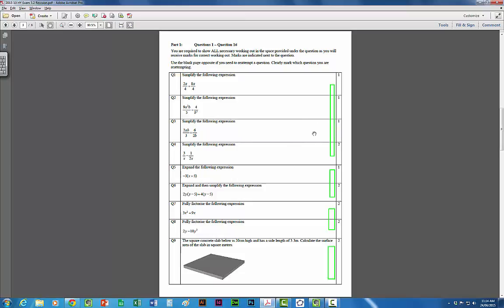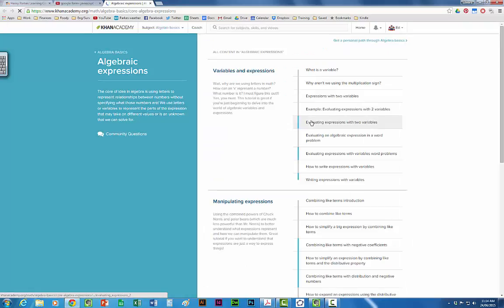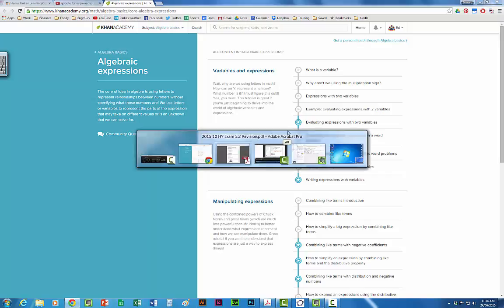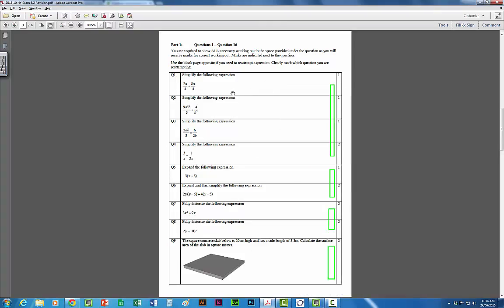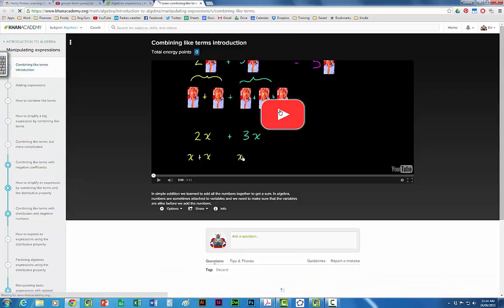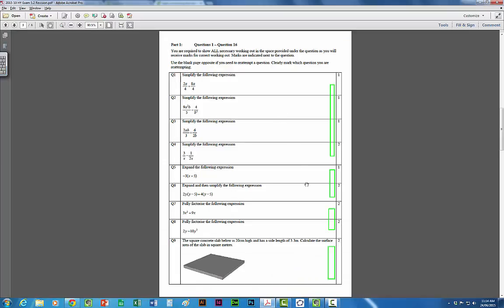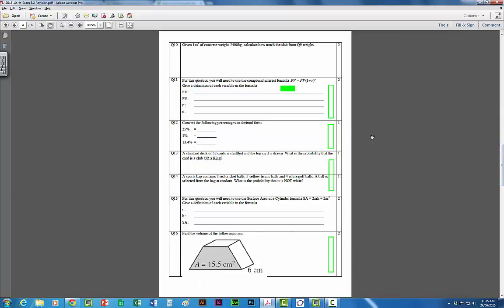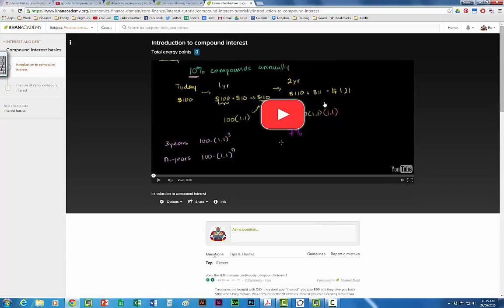So why am I talking about these features? Well, these green boxes, so this box covers these 4 questions, and it is a link to the Khan Academy page, which is going to help you solve those questions. So if I click on this one, here's the page on combining like terms. Say I wanted to click on this one, there's the page on compound interest.